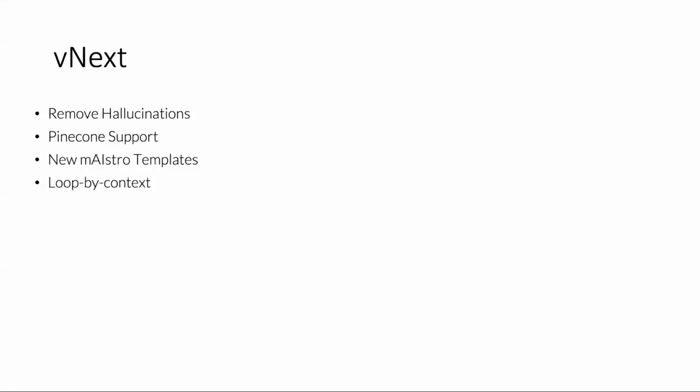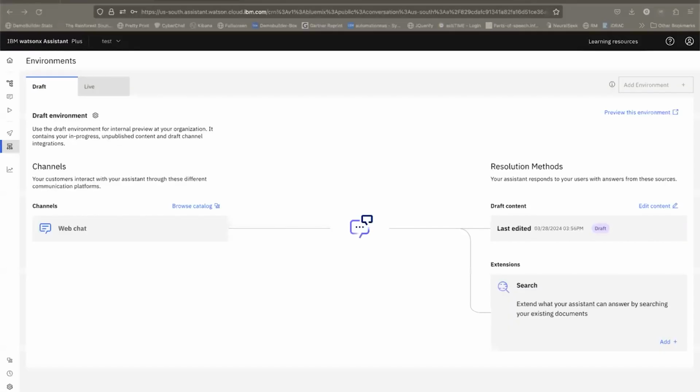And then I talked about it already in the call, but loop by context. That's going to be the one that takes a large document, a large amount of text, automatically breaks that down by available context window and sets you into a loop to hit the LLM with. Okay, let's look at remove hallucinations.